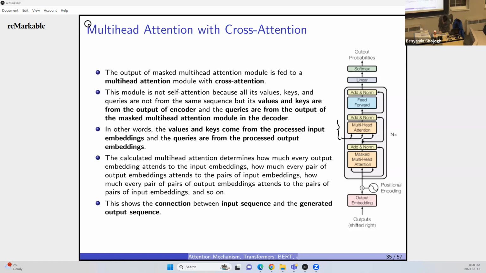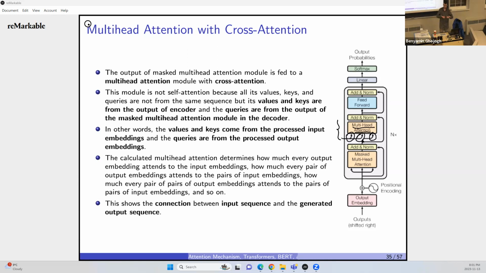Multi-head attention. First off, this attention is cross attention. It's not self-attention anymore. So far, whatever we had was self-attention. This one is a bit different. Its query and key come from the output of the encoder, but its value comes from the decoder. So as you see, query and key are from one sequence and value is from another sequence. So they are from different sequences. So it's cross attention.